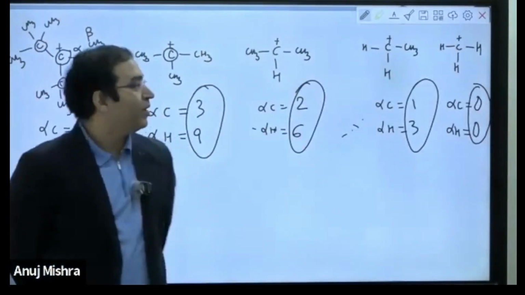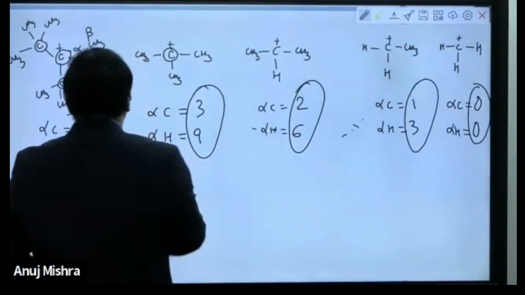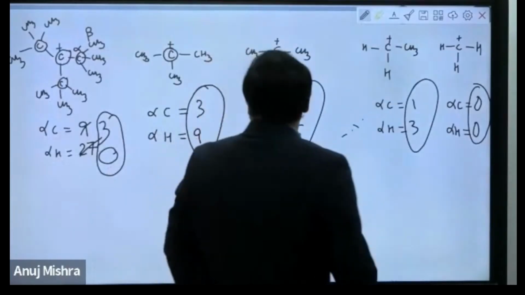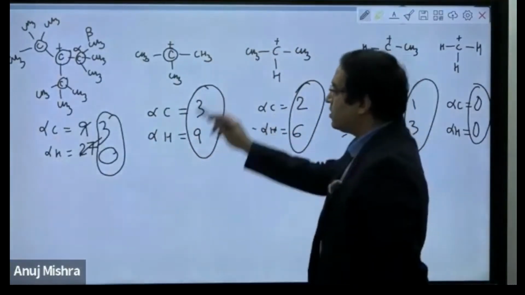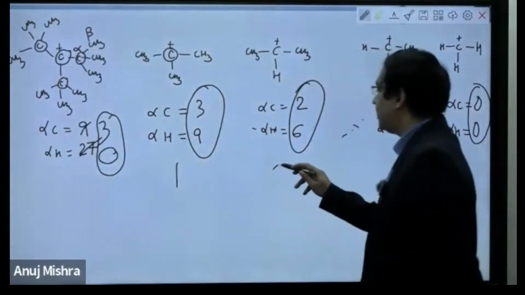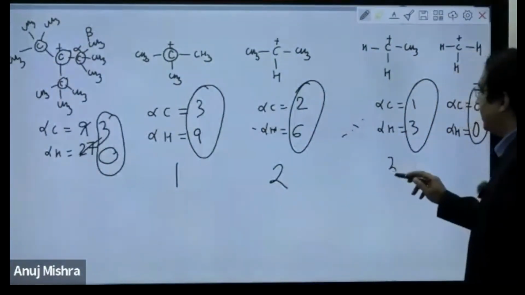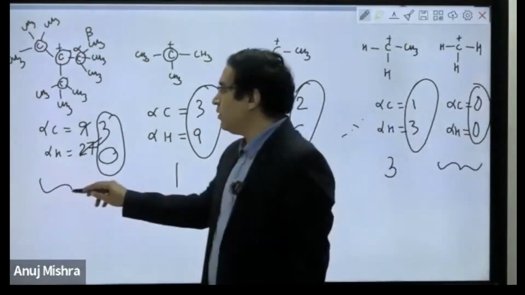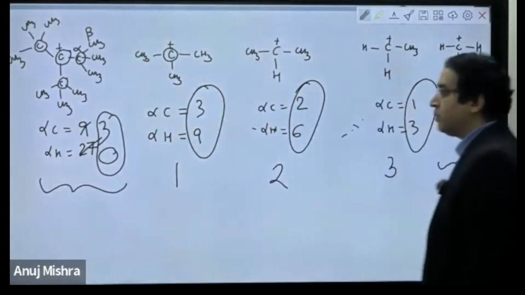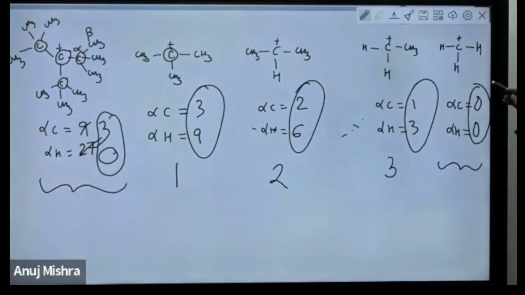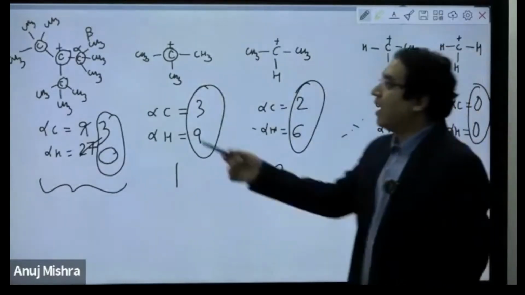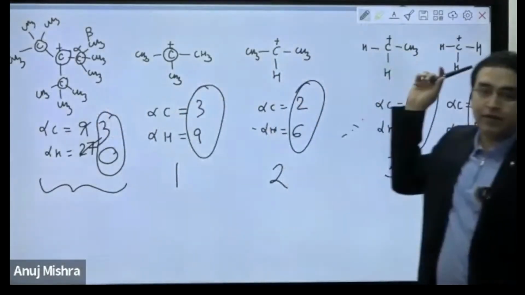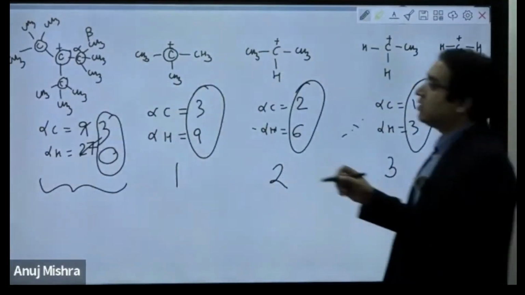Let's start then. If you see, the one which is having maximum number of alpha hydrogen will be the most stable. Then second, then third, then both are zero. So they will be fighting for fourth placement. Now, which is worse? This one is bad or this one is bad? How do you decide? Now, this is a very bad structure.